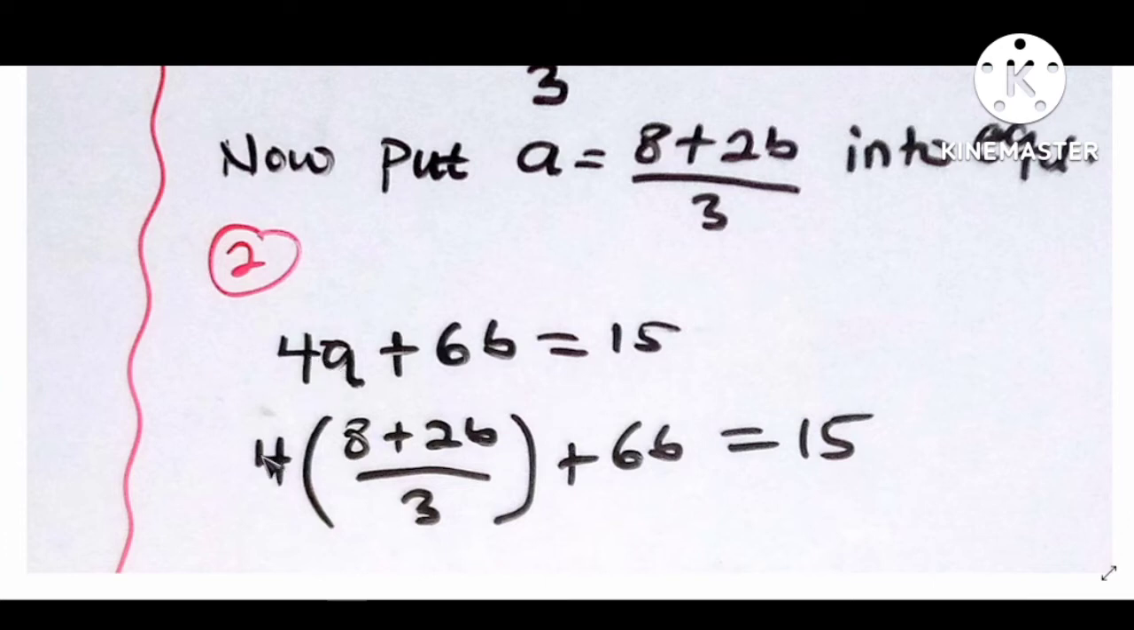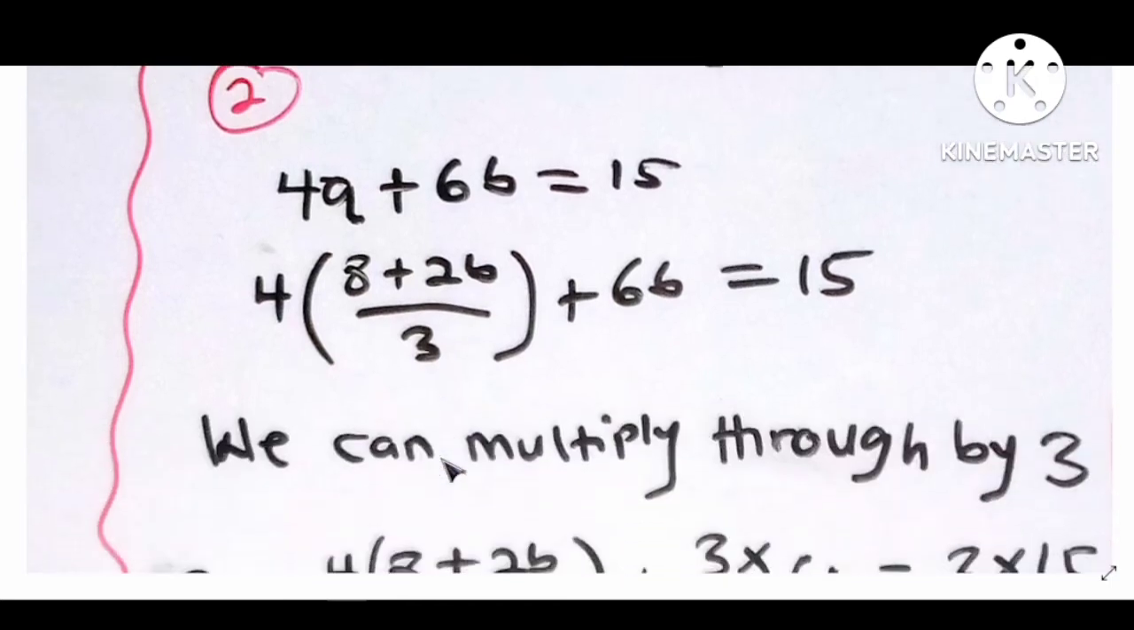So here we have 4a, so 4 multiplied by a. And our a is 8 plus 2b over 3, plus 6b, which is equal to 15. So now you realize that we have only one variable here, b, which we can easily find the value of. So this one, we can multiply through by 3.